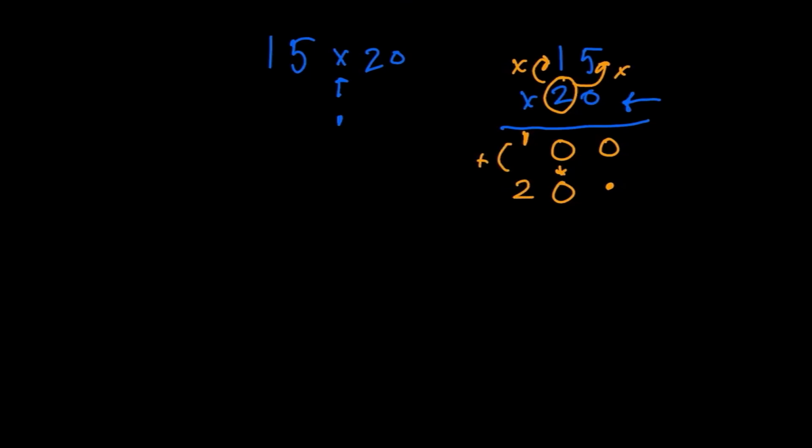So this is going to be 3. This is still going to be 0, and this 0 is brought down to get 0. And my final answer is going to be 300. So I'm going to quickly erase everything and do another example.